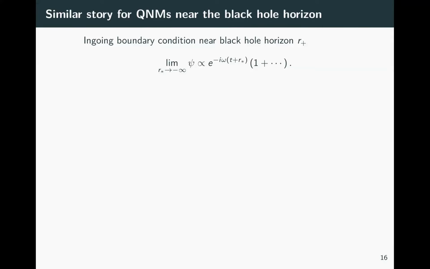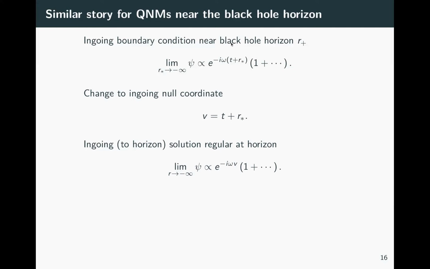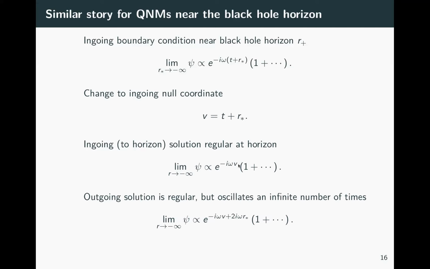We can now look at the black hole horizon, which is at r star equals minus infinity. We have this ingoing wave solution. We change into an ingoing null coordinate. Similar story. The ingoing solution now is perfectly regular, and the outgoing solution at the horizon is this infinitely oscillating piece. So in these null coordinates, the QNMs are perfectly well behaved, and in Cauchy-like slicings, they blow up. That's the fact. It's related to the causal properties of the waves.